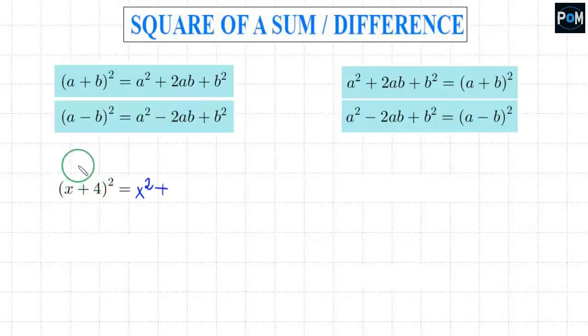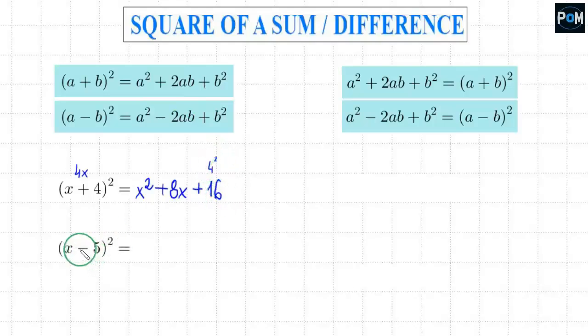in the parentheses. X times 4 is 4x, but it has to be a doubled product, so I double this 4x, resulting in 8x. And finally add b squared, which is add 4 squared, that will be 16. This 16 is 4 squared.